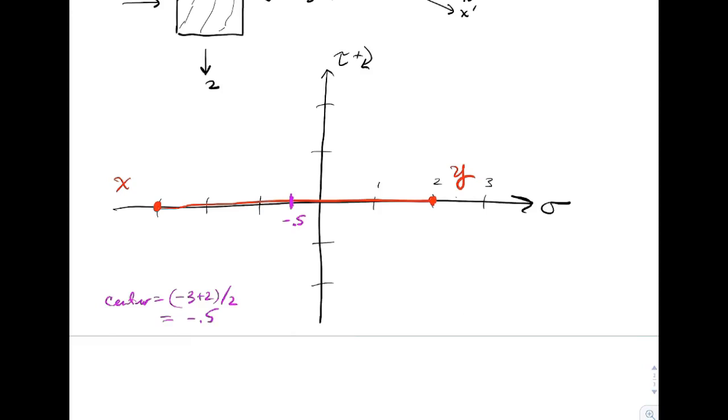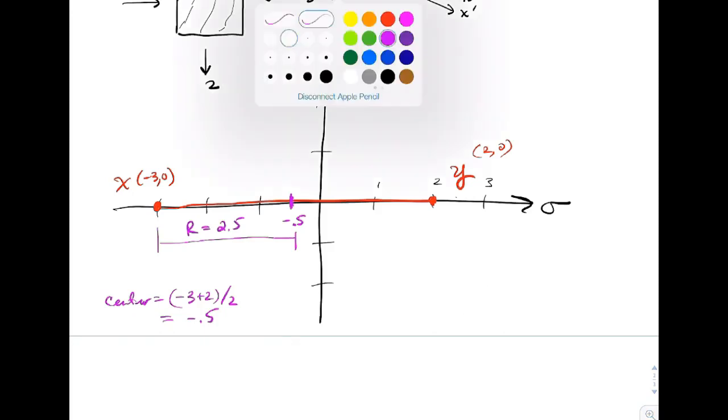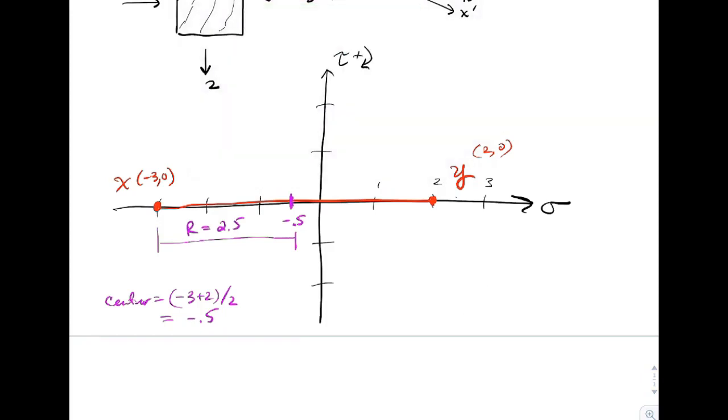And we would need a radius then. So we would be going from -3 to -0.5. So we get a nice R is equal to 2.5. So what we're looking to do in this problem is rotate 15 degrees clockwise. And that would mean on Mohr's circle, remember everything on Mohr's circle is twice what it is in real life. So we would be rotating 30 degrees clockwise. So we'd be looking for the answer right there.